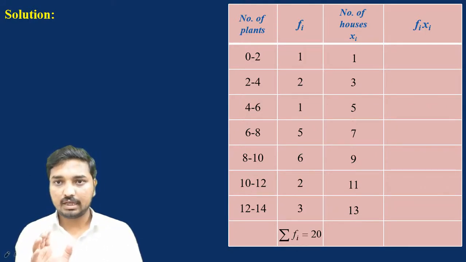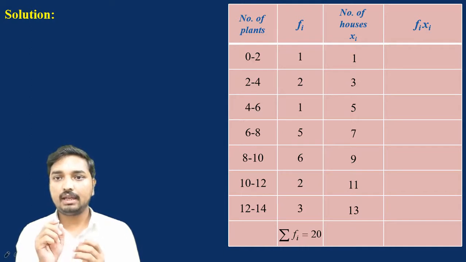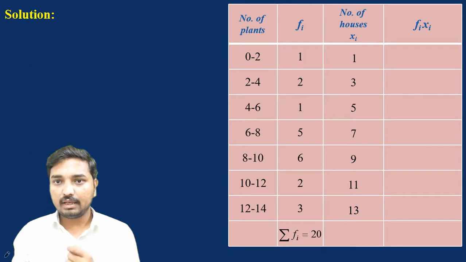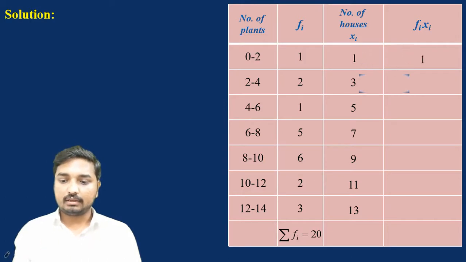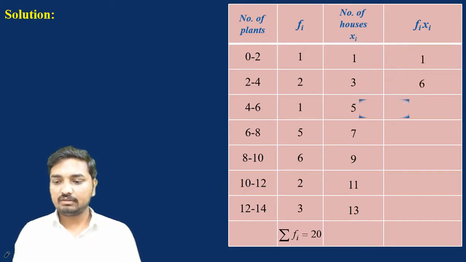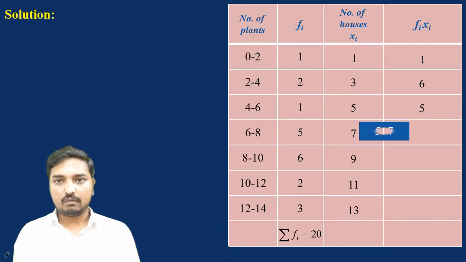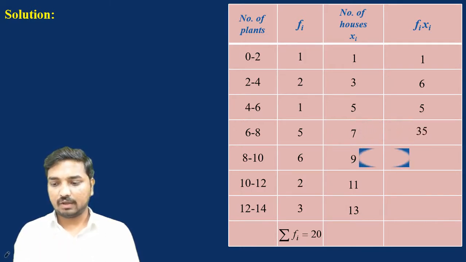All are actually synonyms, so you can use any one of the words. Now I'm going to form the fi xi column. Look at the slide. 1 into 1 it will become 1, and then in the second row 2 into 3 it will become 6. 1 into 5 it will become 5, and then 5 into 7 it will become 35.